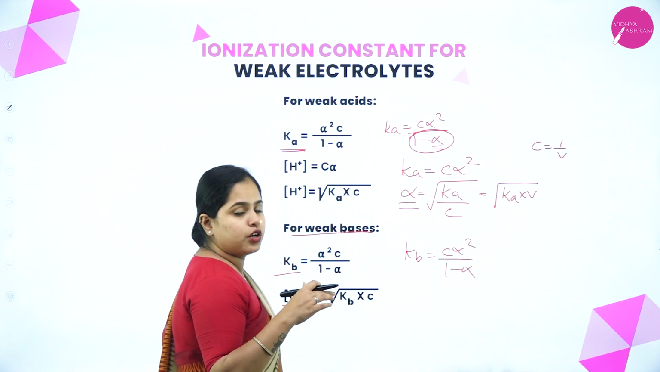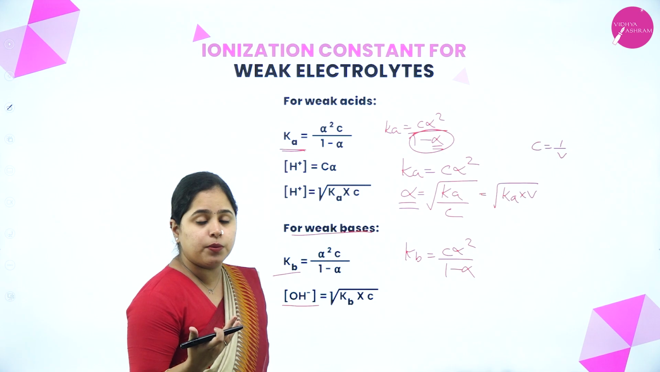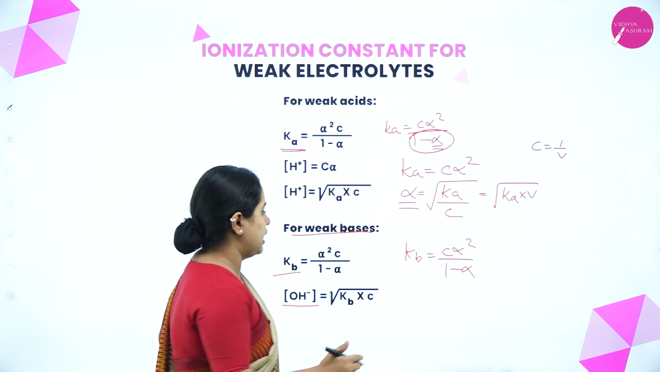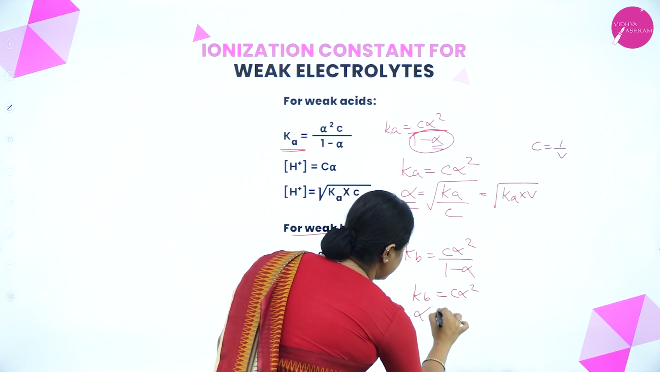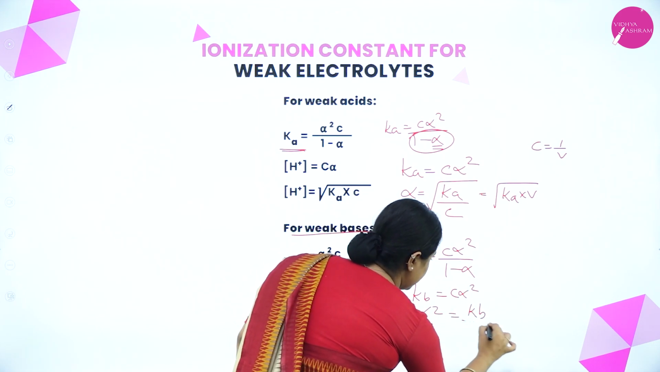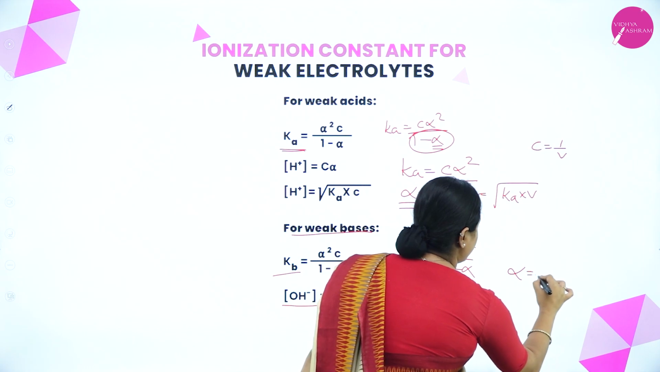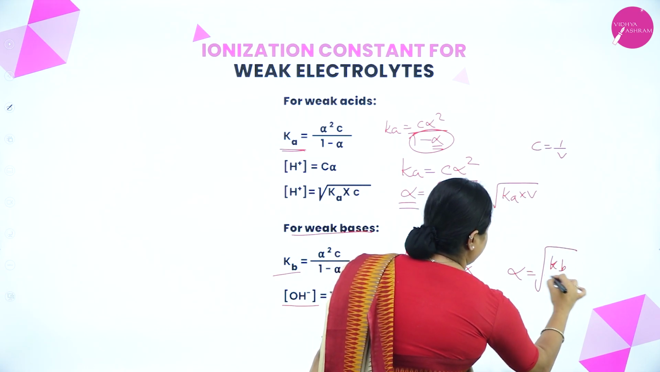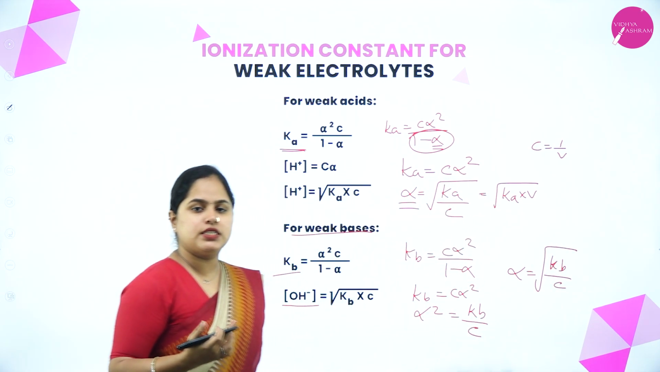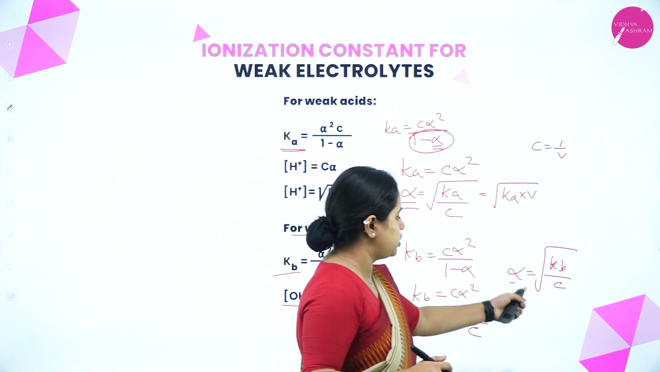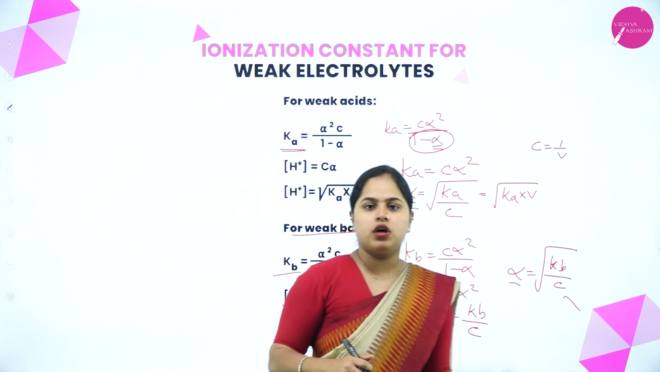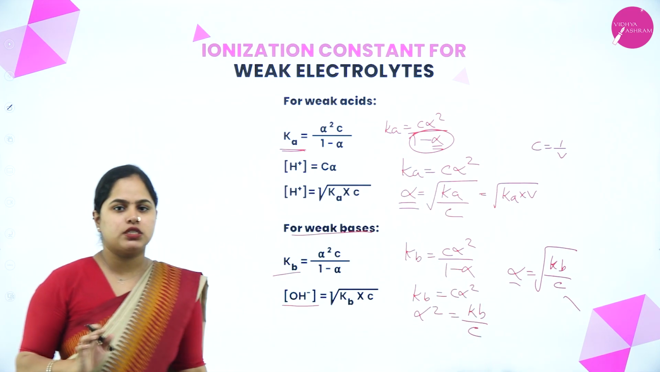Again, as it is a weak base, we are going to neglect 1 minus alpha. So Kb will be equal to C alpha square. Alpha square will be equal to Kb by C. Hence, alpha will be what? Root of Kb by C, where Kb is the ionization constant of a base. So from here we can say that the degree of dissociation is inversely proportional to the concentration. So, I hope this is also clear.